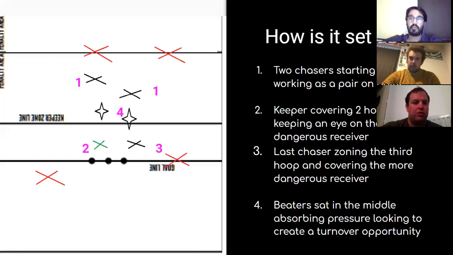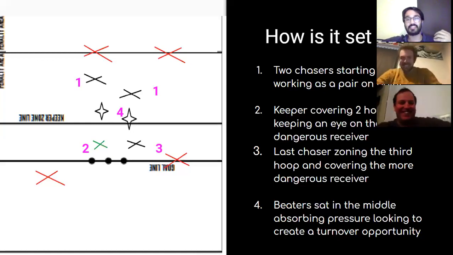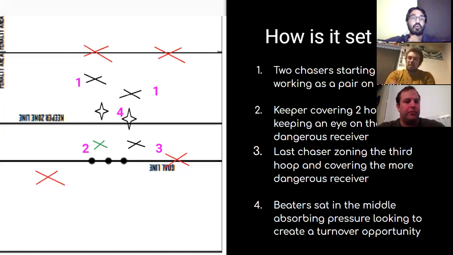Okay, so we're going to go for sort of the basic ideas here. If you look on screen, I've numbered the positions as well. So in the position marked number 1, you have your two chasers, the height of which can change, but generally those two chasers are higher up, and they are playing a more man-to-man, one-to-one style defense. In the middle, you've got your beaters, who are looking to absorb pressure and eventually looking to force a turnover.